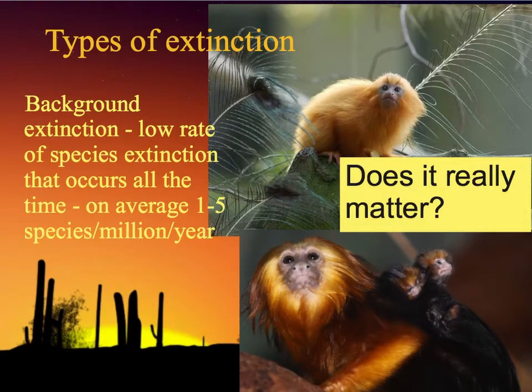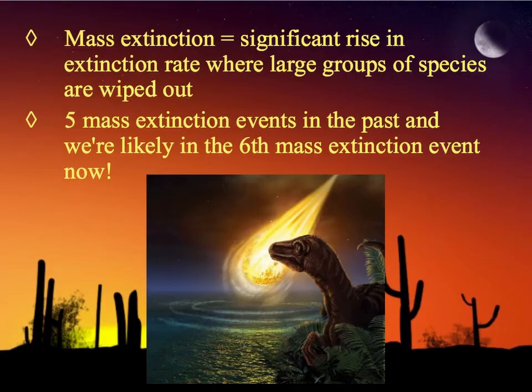It's a pattern that we've seen throughout history. Background extinction is the low rate of species extinction that occurs throughout time, and on average, we lose about 1 to 5 species per million per year. So does it really matter if we have species going extinct? So why should we care?